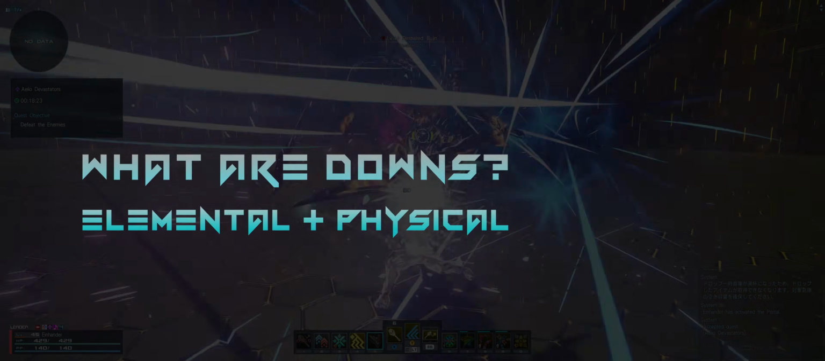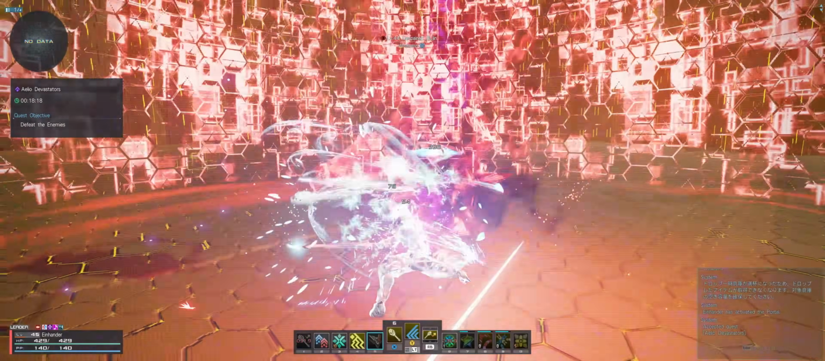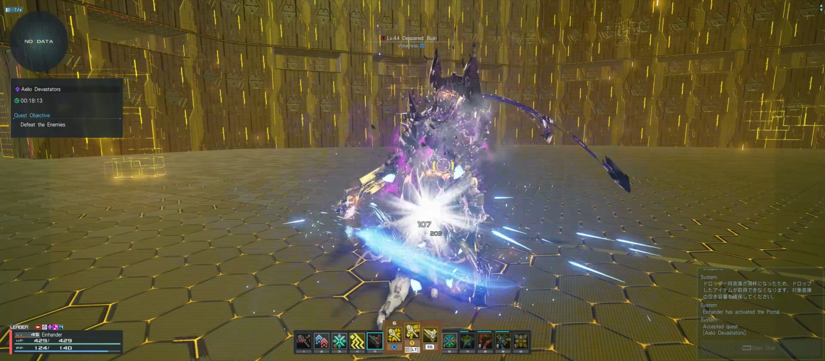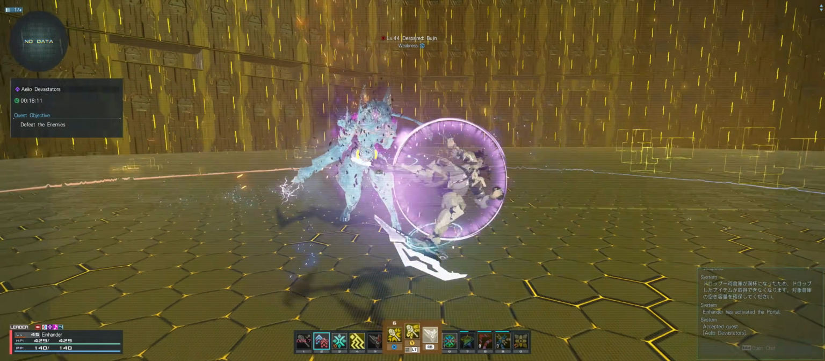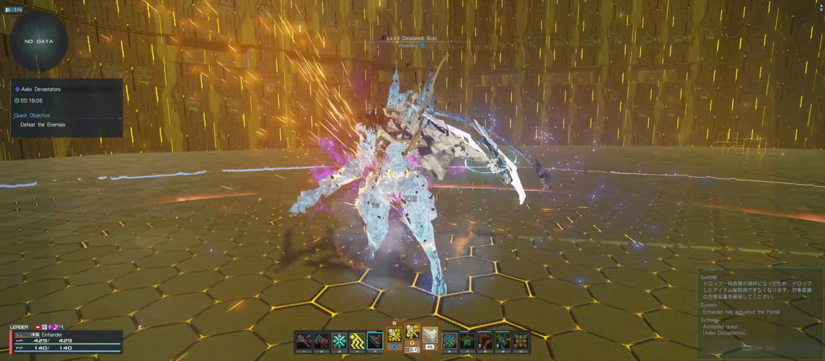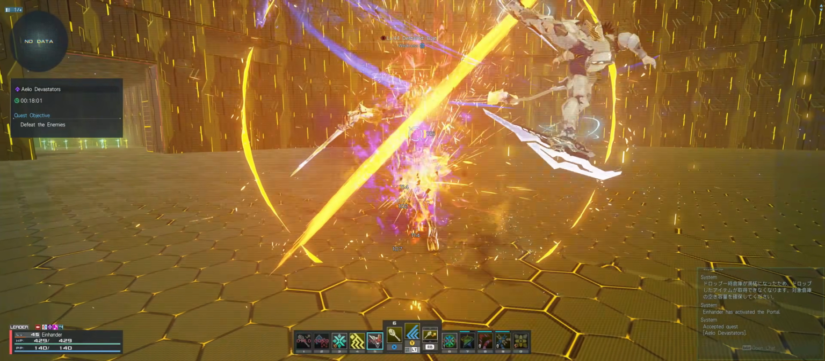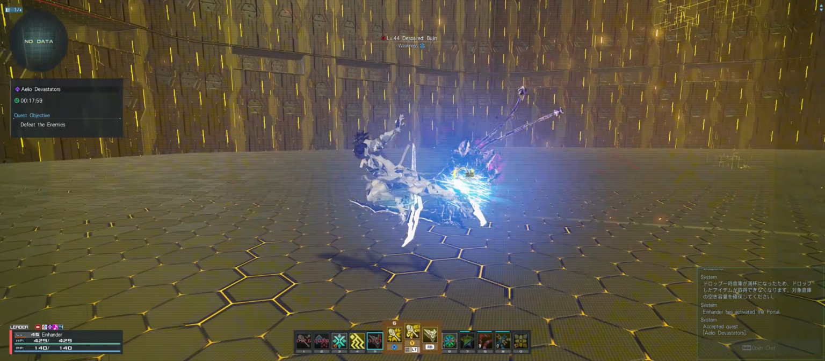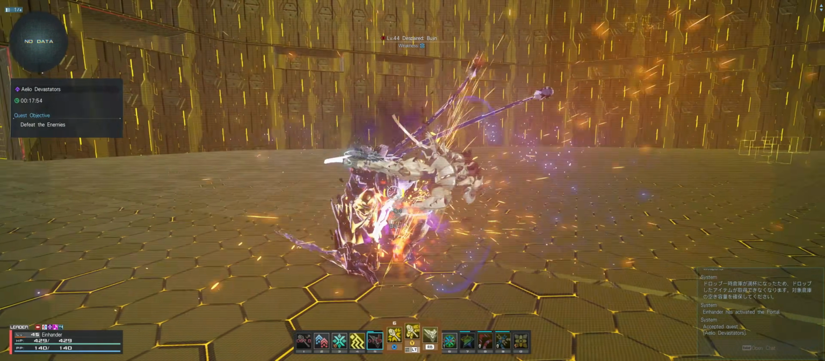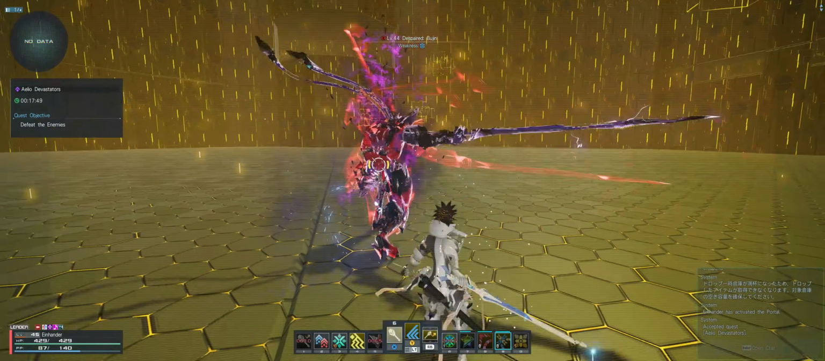What are elemental and physical downs? Simply put, downs are stun states. In the current state of the game, they prevent the enemy from moving or attacking for a designated period of time. As you can imagine, physical downs are triggered by physical damage, while elemental downs are triggered by elemental damage. In the current state of the game, elemental downs are triggered by the enemy's, usually boss, but there are other exceptions, corresponding elemental weakness. Outside of some duration differences, there appears to be no real difference between these down states.